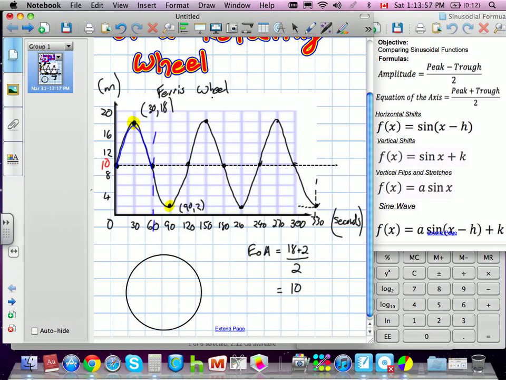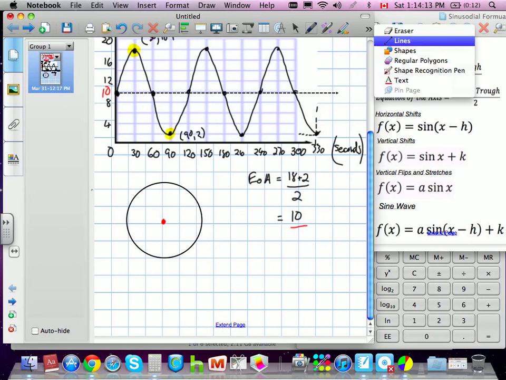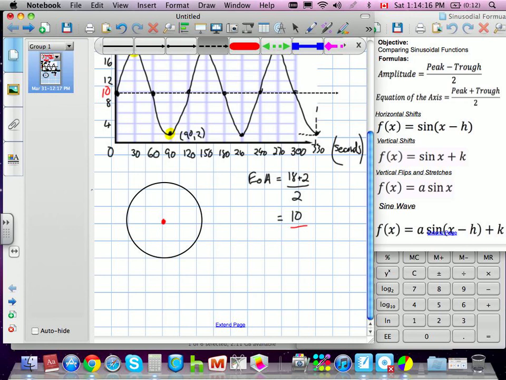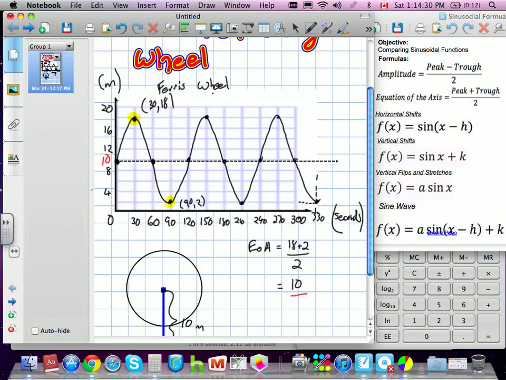So let's make reference to this. Now, first of all, our equation of the axis, 10, actually tells us the middle of this Ferris wheel is exactly 10 meters above the ground. So we're going to draw a little Ferris wheel line. There we go. So we know this Ferris wheel line here is 10 meters. So we know the middle is 10 meters above the ground. In terms of a period, how long does it take for a period to pass? In this case, so you're saying from here to here is a period?